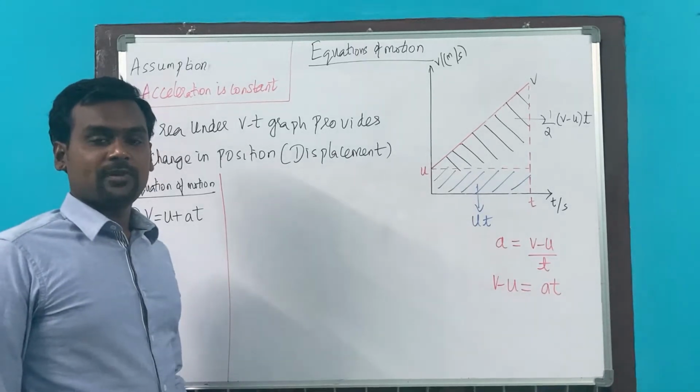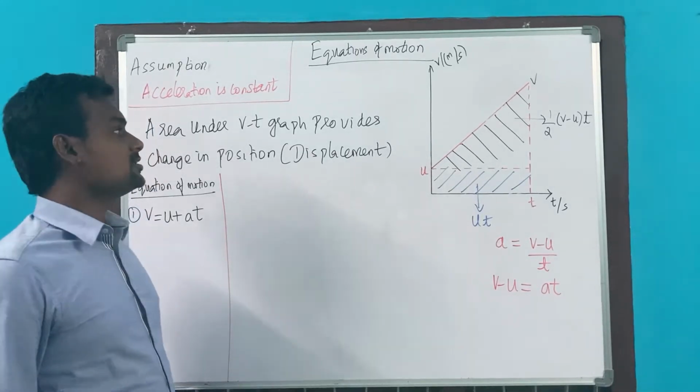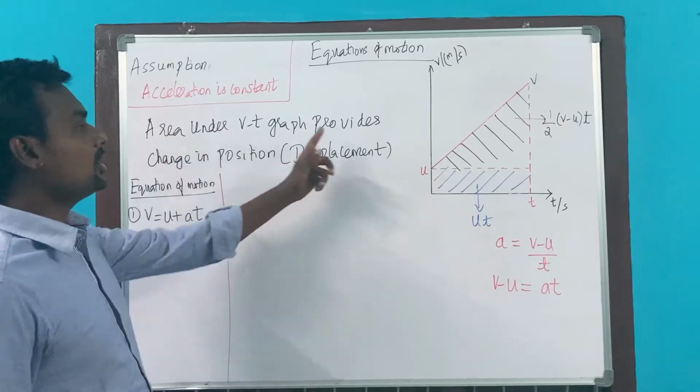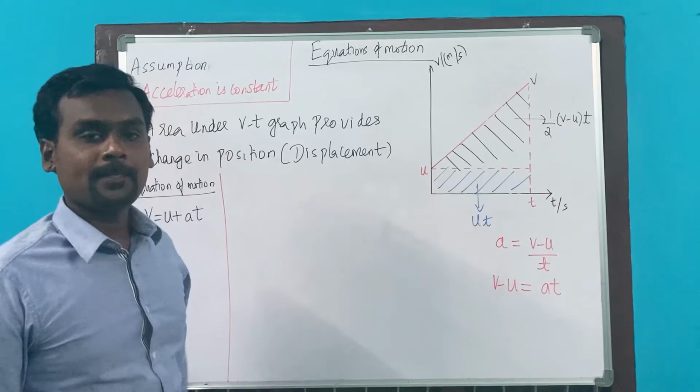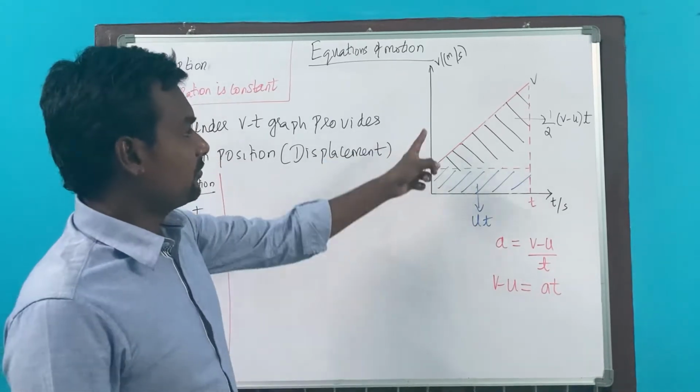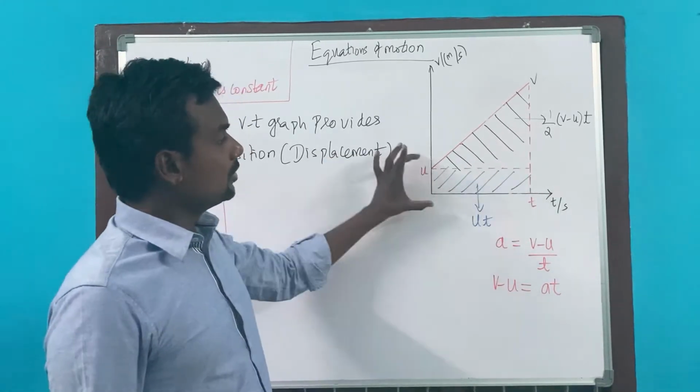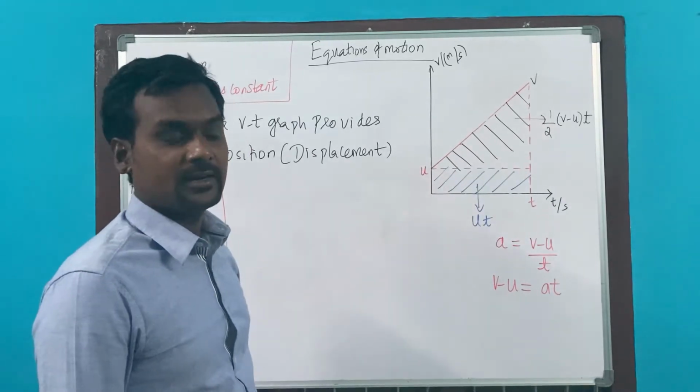Moving on to the second equation of motion. What we are going to do is find the area under this VT graph, which is going to give us the change in position, which is also the displacement. I have broken down the graph into two parts for you for the sake of better understanding.